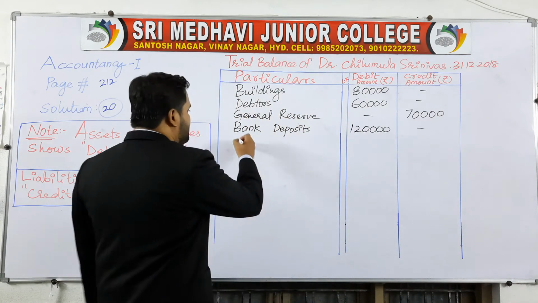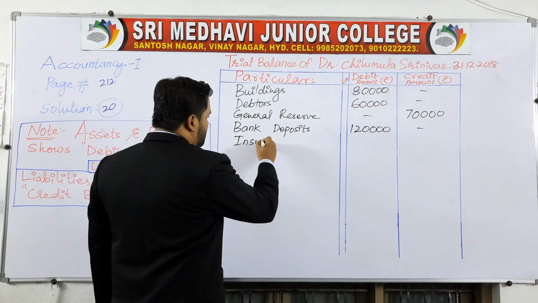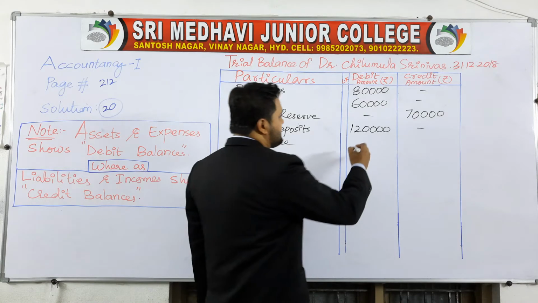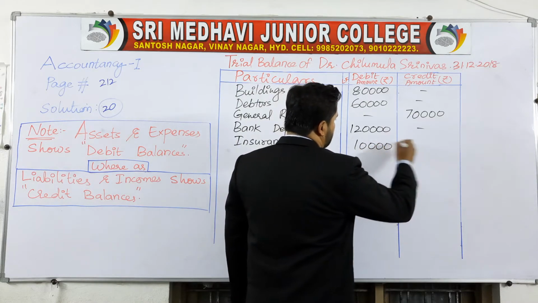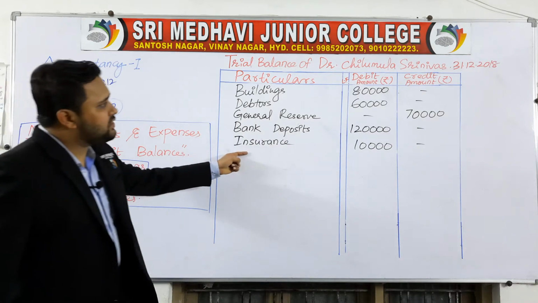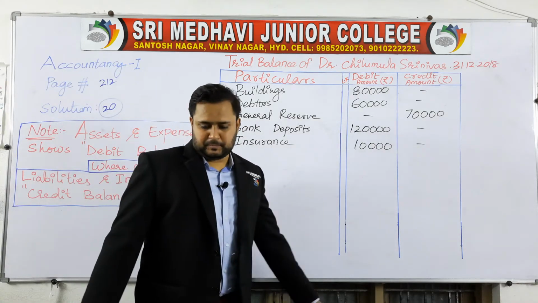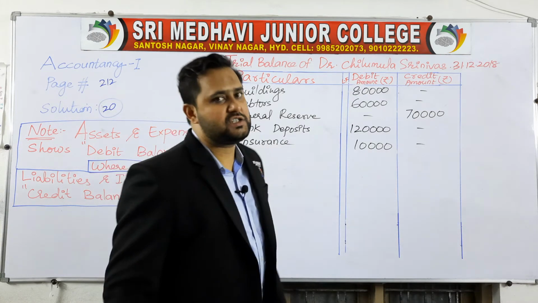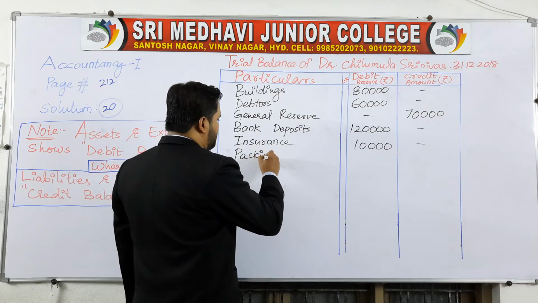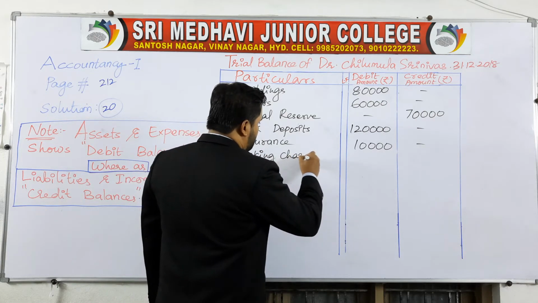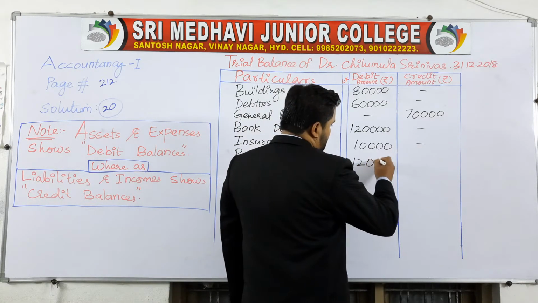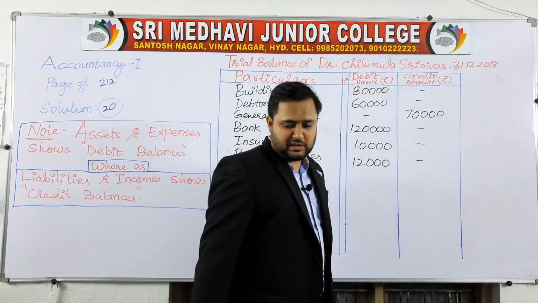Insurance is an expense for you. Insurance. How much? 10,000 rupees. Insurance shows expense, and expenses or asset values show debit balances. Insurance comes under debit. Packing charges. Charges is nothing but expenses. Expenses come under the debit column. Packing charges. How much packing charges? 12,000 rupees. So 12,000 is nothing but packing charges.